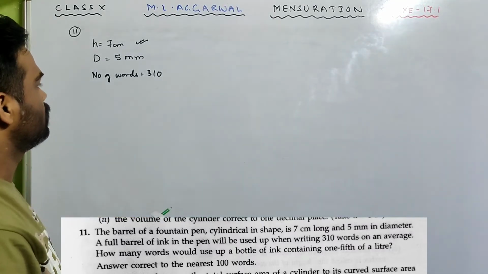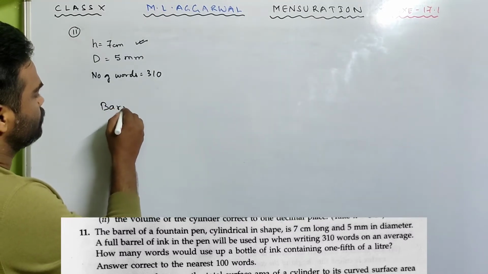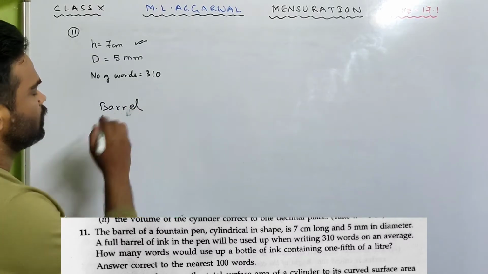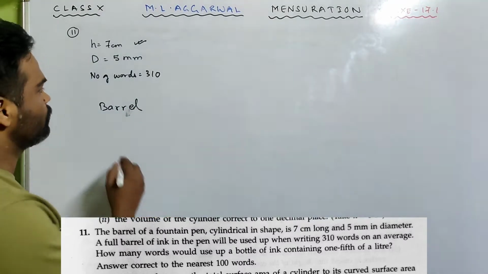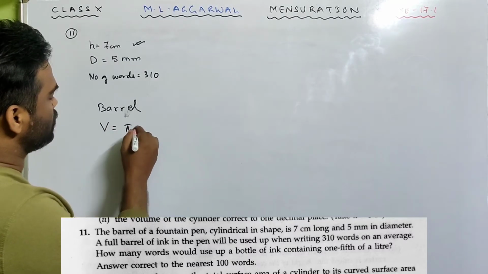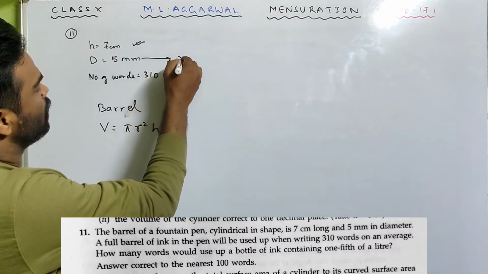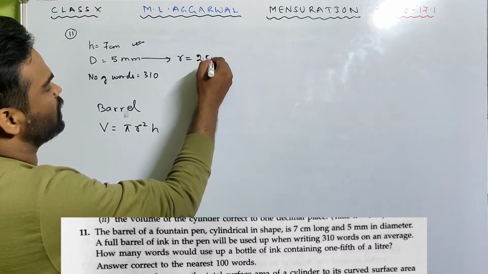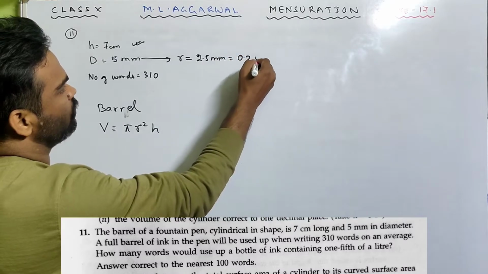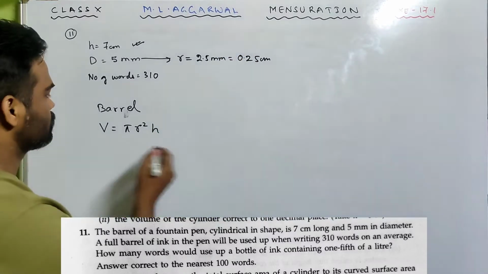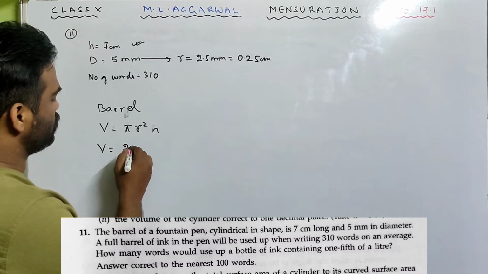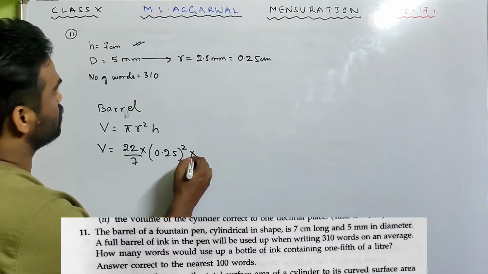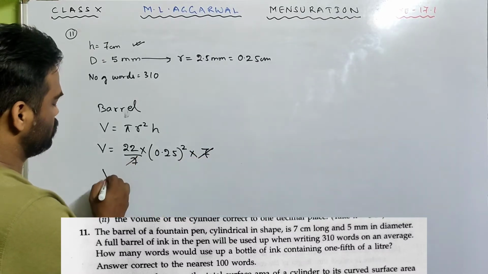First of all, the barrel is there. We find the volume of ink in the barrel. So volume is pi r square h. R, this is 5 mm. So R will be 2.5 mm, which is 0.25 centimeter. Yes or no? So just substitute the value. This is 22 by 7, 0.25 square into 7. Yes or no?